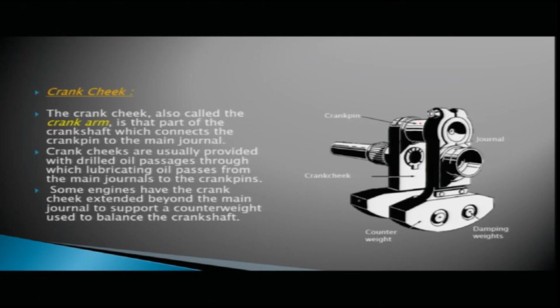Some engines have crank cheeks extended beyond the main journal to support a counterweight used to balance the crankshaft. So some crankshafts have their crank cheeks extended beyond the main journal so that they can accommodate counterweights. You can see the counterweights here; they are meant to balance the crankshaft.